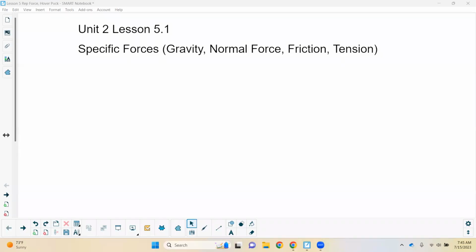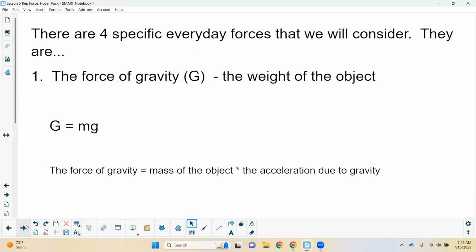Okay, so we are starting lesson B of 5.1, which deals with specific forces, specifically force of gravity, the normal force, friction, and tension. So those are the main forces that you will see and consider in most problems. So the force of gravity, which is represented by a capital G here, that's different from the acceleration of gravity, which is little g. It's just the weight of your object. So it's how much an object weighs.